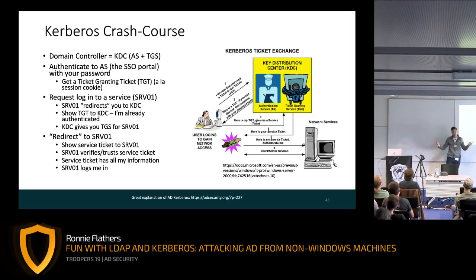Now I get redirected, quote unquote, back to Servo1, and this time I present my service ticket. Servo1 trusts and can verify that that service ticket is legitimate, and that service ticket has all the information about me and my user and my group memberships. And Servo1 goes, okay, this is legitimate. Go ahead, we'll set up the SMB connection. Did that make sense? At a super high level, that's the Kerberos flow right there. And it's Kerberos in 4 bullet points, which might be a new record, I don't know. But I could talk about this and go into a lot more detail. But this is all we really need to know to understand some of the Kerberos attacks.